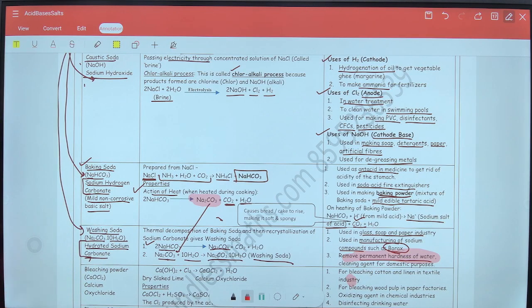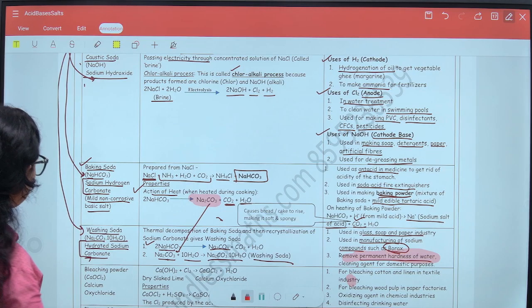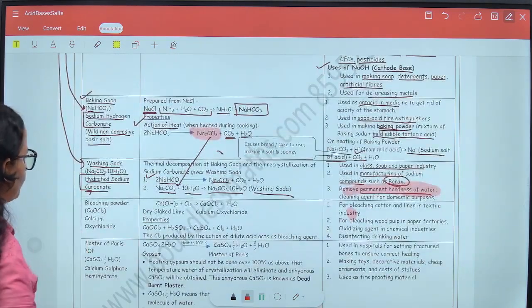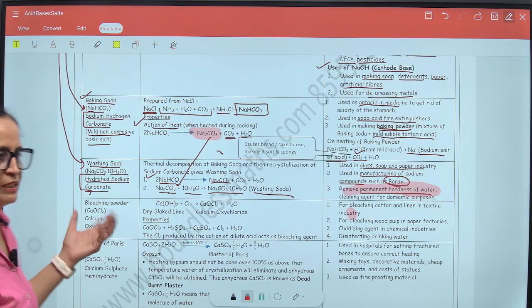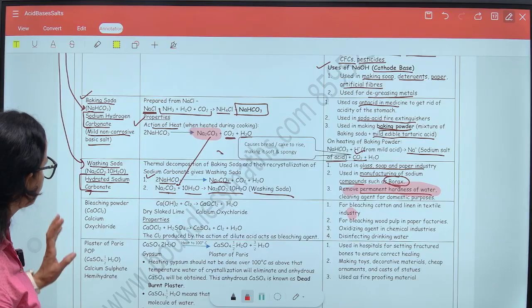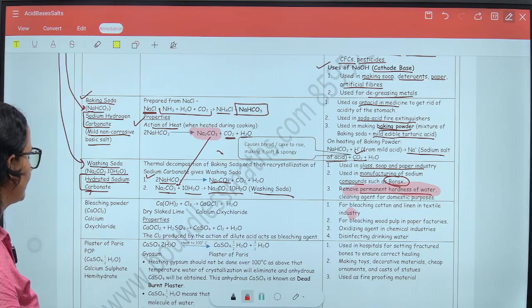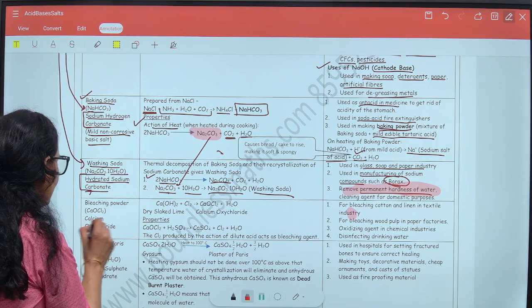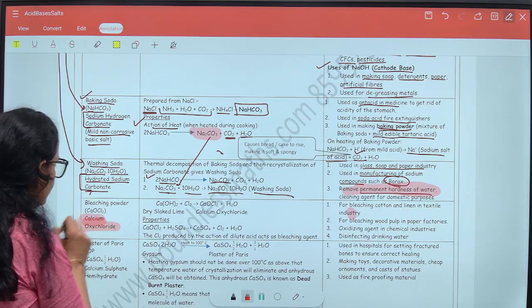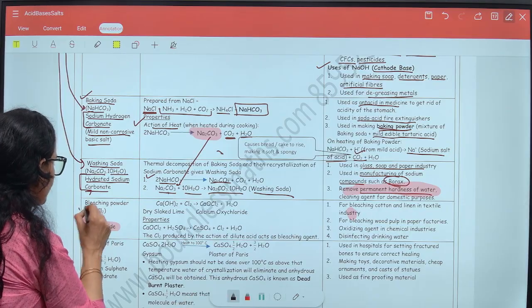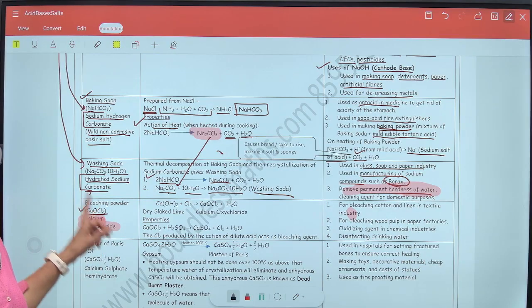I hope it's clear. Now the next compound here is bleaching powder. Why are we talking of bleaching powder here? We were talking of salts. Now what is this bleaching powder and where did it come from? Its chemical name is calcium oxychloride, CaOCl2. I already told you, you should know the formula of bleaching powder, very important from this chapter. Now how is CaOCl2 formed?